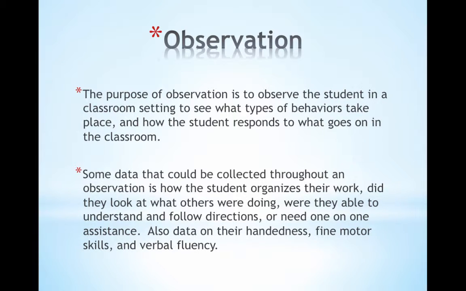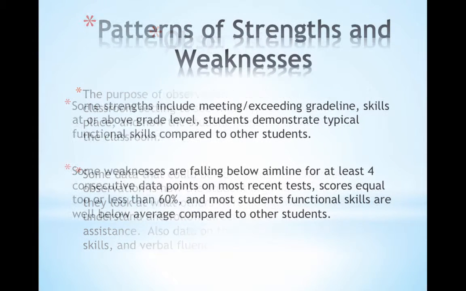The purpose of observation is to observe the student in a classroom setting to see what types of behaviors take place and to see how the student responds to what is going on around them in the classroom. Some data that could be collected throughout observation is how the student organizes their work, whether they looked at other students while they were working, if they were able to understand and follow directions, or if they were in need of one-on-one assistance. It also has data of their handedness, fine motor skills, and verbal fluency.